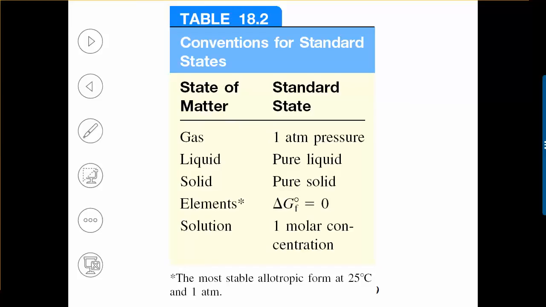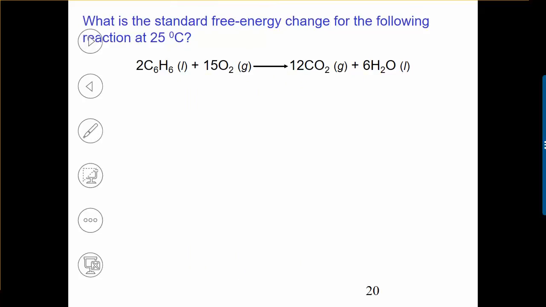So here are some standard states. For a gas would be 1 atmosphere. Liquid would be the pure liquid. Solid would be the pure solid. Elements, their delta G's would be equal to 0. Okay? And we're going to have these at 1 molar concentrations. That's how we describe these things in those states.